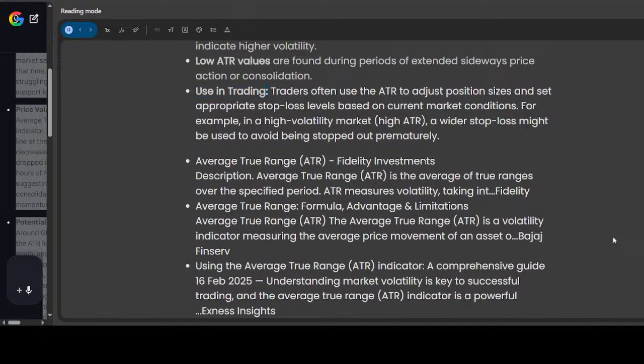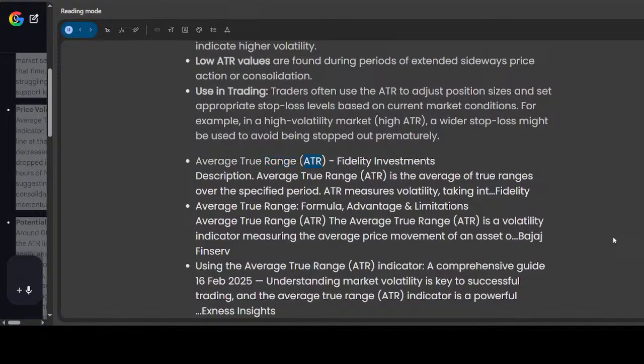Use in trading. Traders often use the ATR to adjust position sizes and set appropriate stop-loss levels based on current market conditions. For example, in a high volatility market, high ATR, a wider stop loss might be used to avoid being stopped out prematurely.